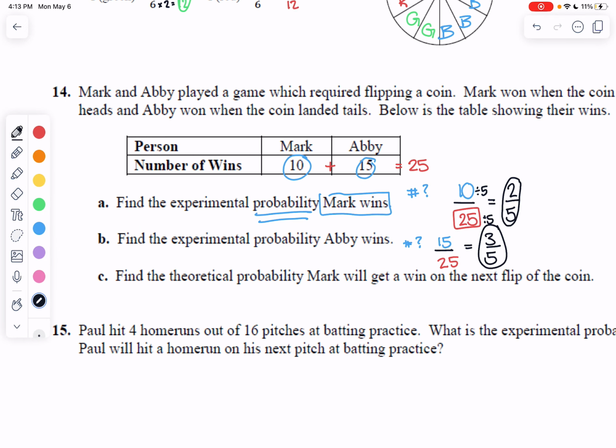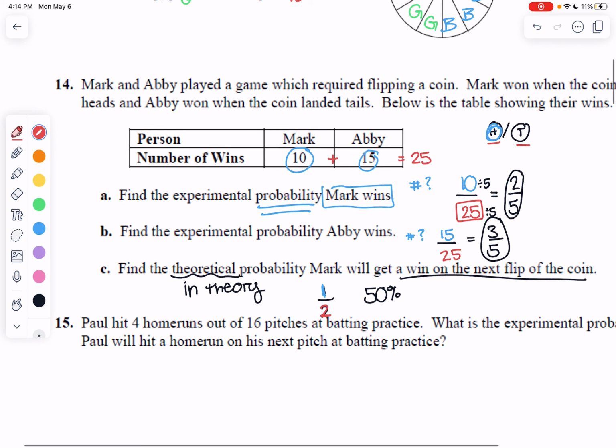C says, find the theoretical probability that Mark will get a win on the next flip of the coin. So theoretical means in theory, okay? In a perfect world, what's the chance that Mark wins on the next flip of a coin? Well, in a perfect world, there is a 50% chance that Mark wins because we're talking about a coin here, right? A coin has a heads and a coin has a tails. So there is a 1 out of 2 chance that we flip a heads because heads is 1 out of my 2 total outcomes.